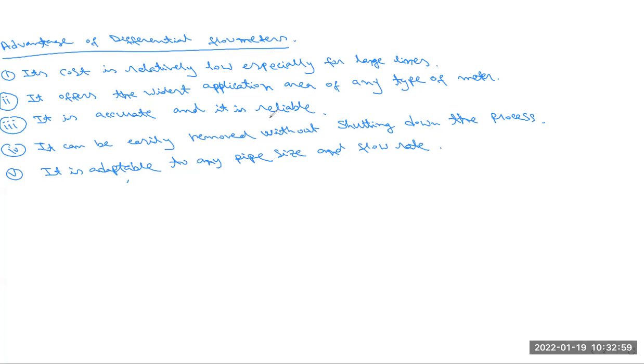So it is a more or less errorless procedure of the flow measurement method. Number four, it can be easily removed without shutting down the process. Sometimes the process is continuous, so sometimes you have to change or remove any process flow parameter. So you can easily remove the flow meters without shutting down the process or plant.